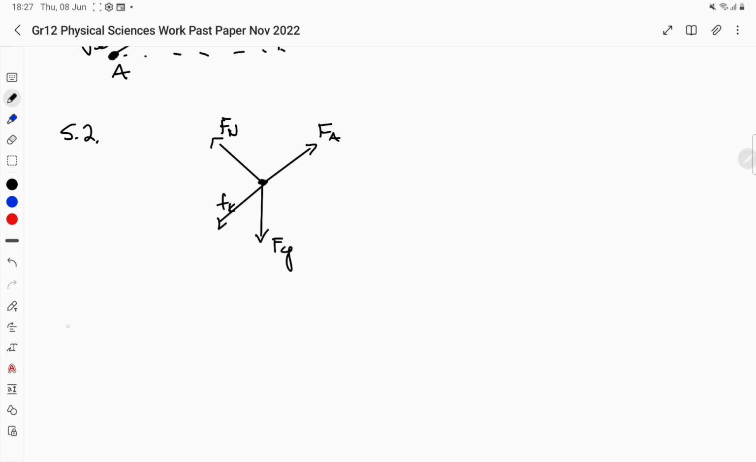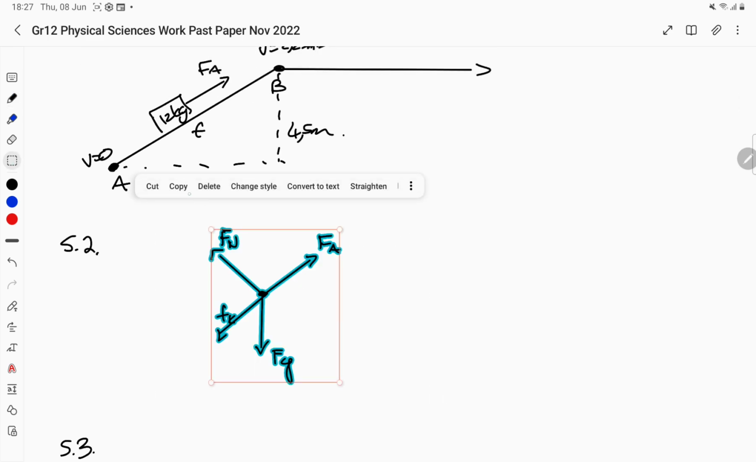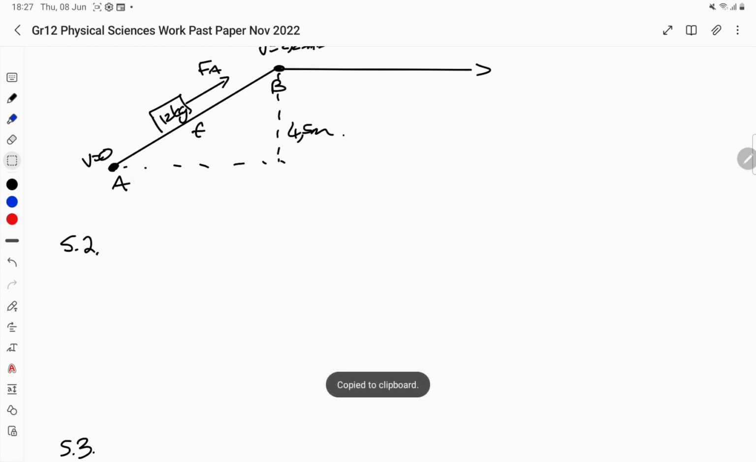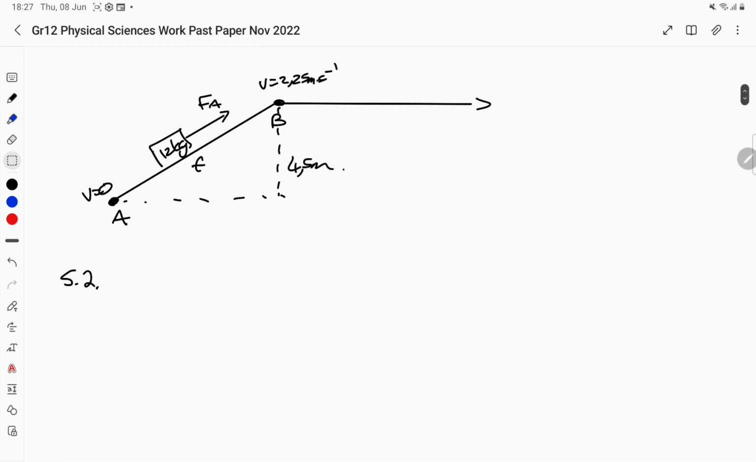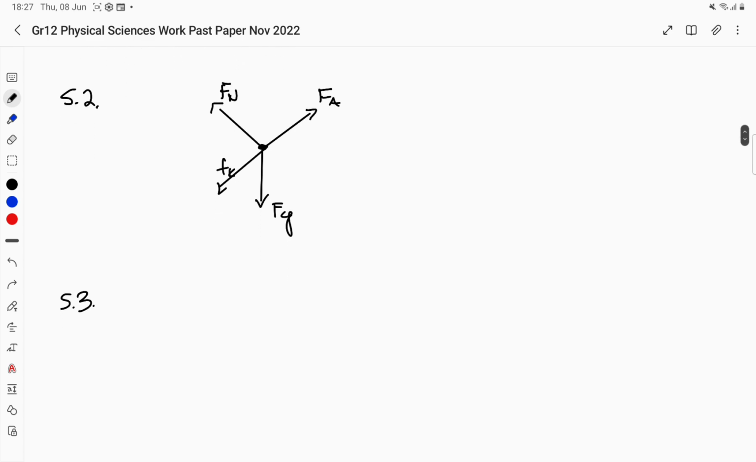Next one, 5.3. I'm just going to take this out of the way for now and bring this down. This diagram is very important. Actually, I shouldn't do that, just leave it there. 5.3: calculate the total work done on the block by the non-conservative forces when the block is moved from A to B. So they want you to work this out.